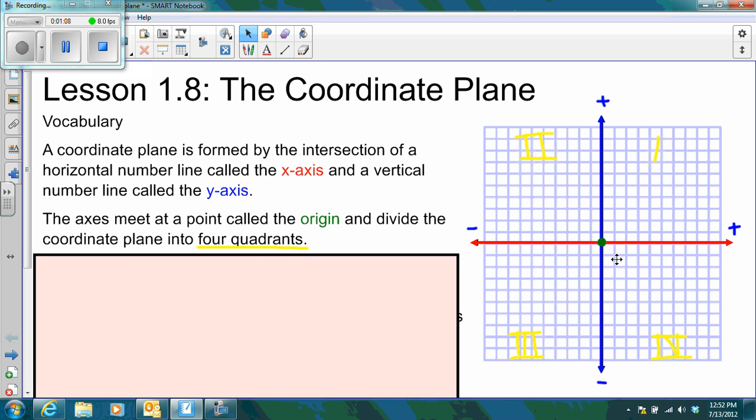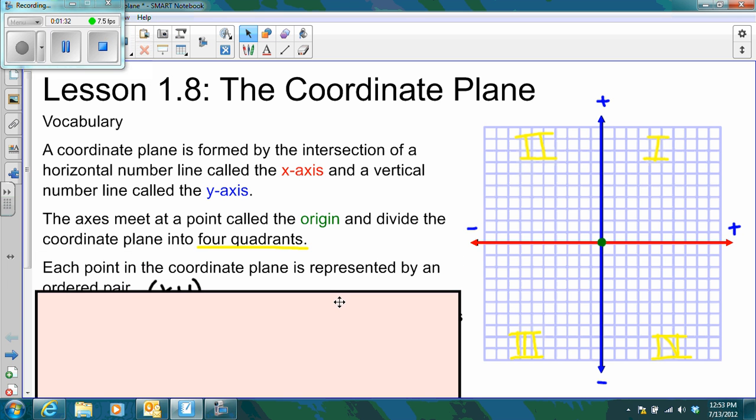The axes meet at a point called the origin and divide it into 4 quadrants. So here's our origin, this green dot in the center, and then we have our 4 quadrants, 1, 2, 3, and 4. So it goes counterclockwise. The 4 quadrants we'll use later to describe the position of a particular point.